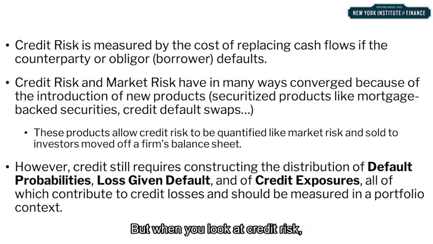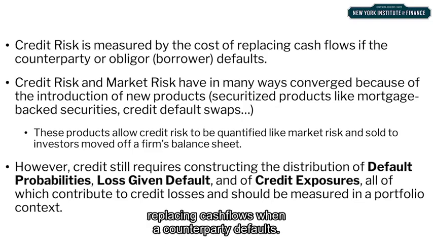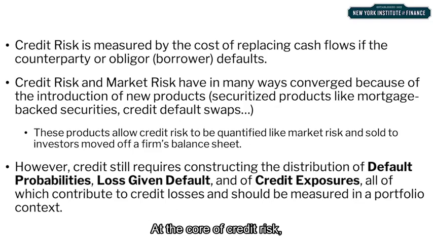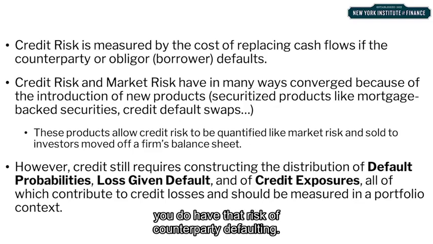But when you look at it, credit risk is measured by the cost of replacing cash flows when a counterparty defaults. At the core of credit risk, it is that probability of default that's critical to understanding and measuring credit risk. And that's where credit risk is still a different risk discipline. It has market forces, but it's still a separate and distinct risk discipline because at the core, you do have that risk of counterparty defaulting.